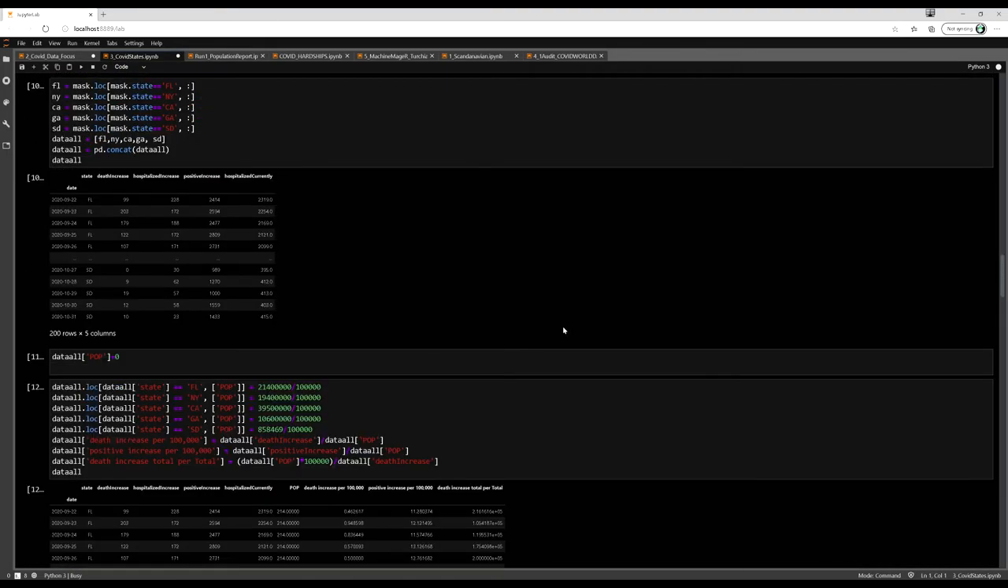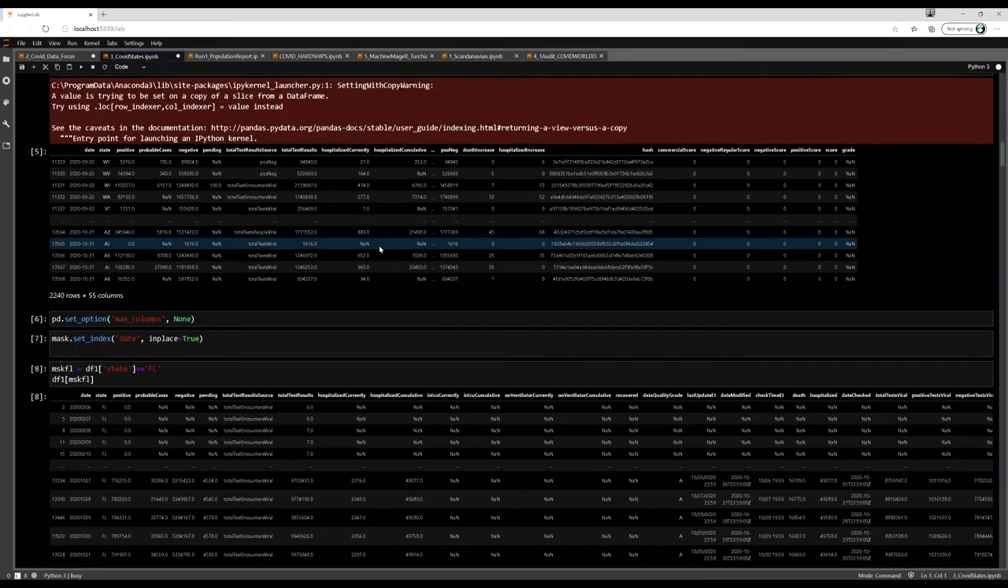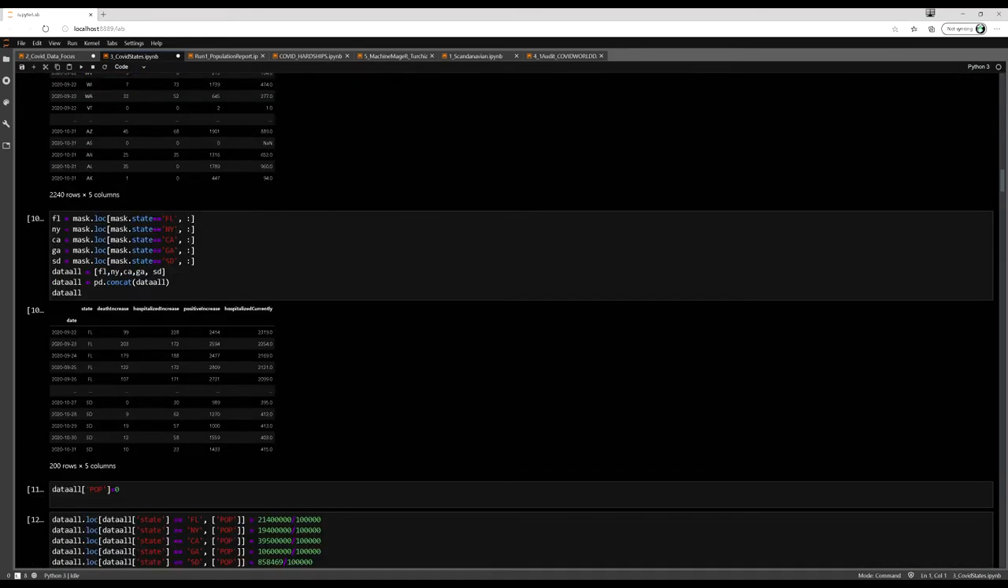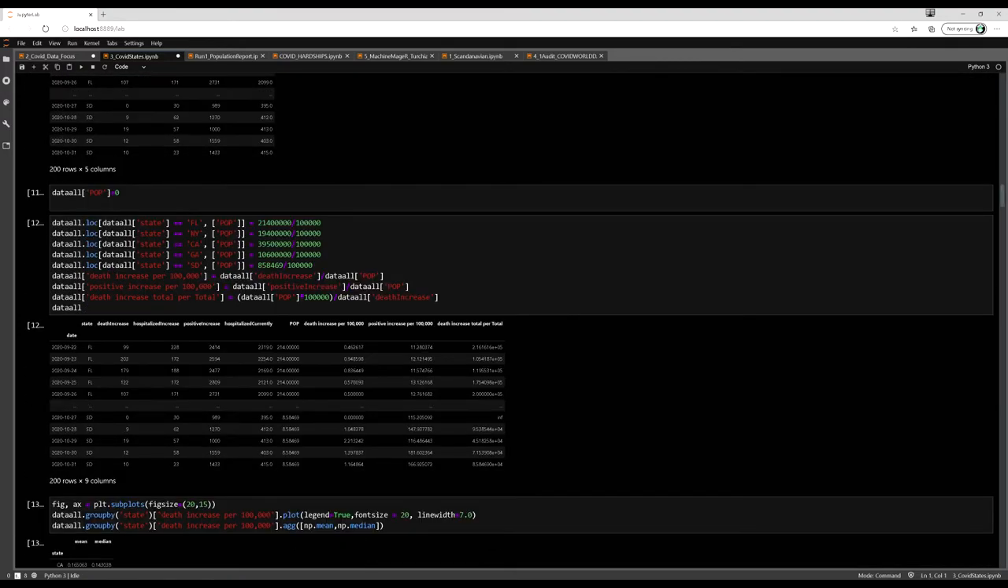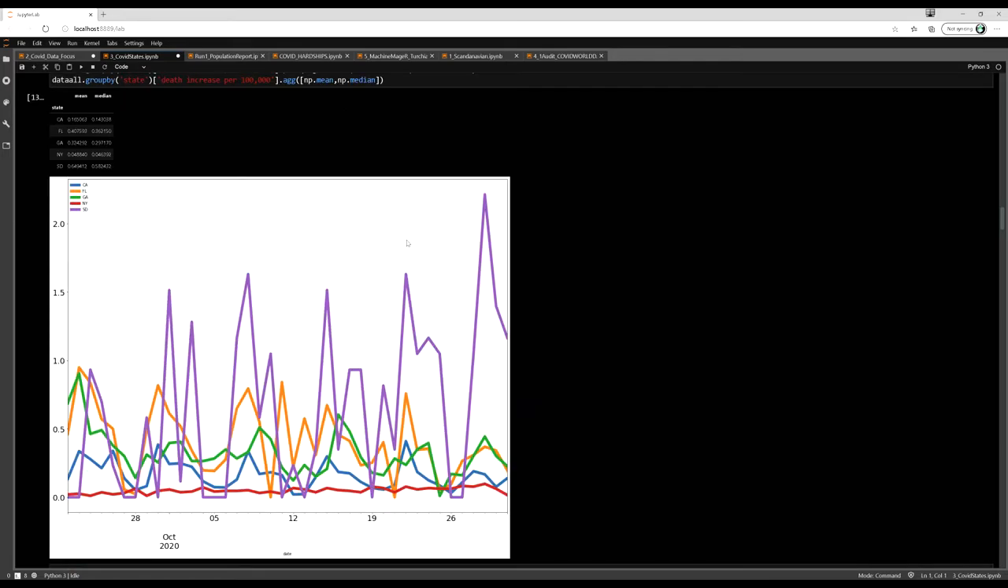All right, so let's begin. We ran our kernel. All right, here we are. We are basically looking at our states: Florida, New York, California, Georgia, and South Dakota, and our populations, manually put in. And here we are, South Dakota. We are looking at death increase per 100,000.